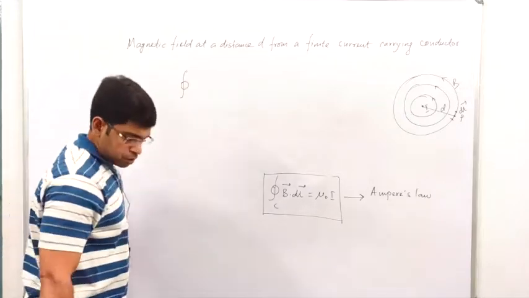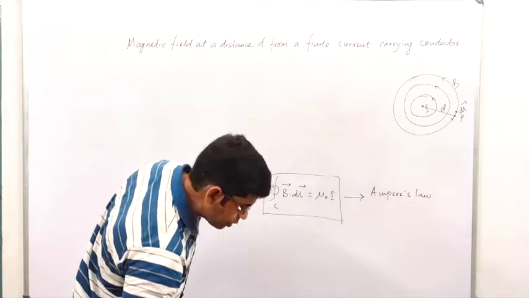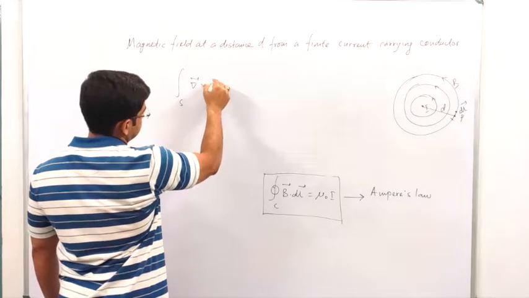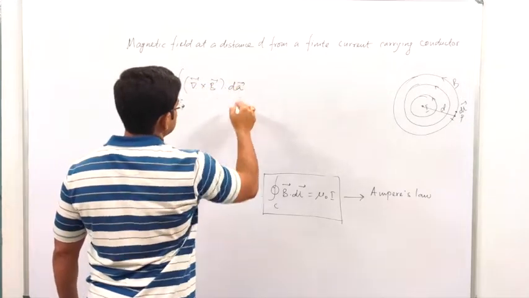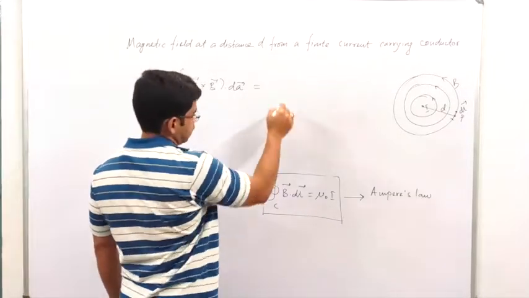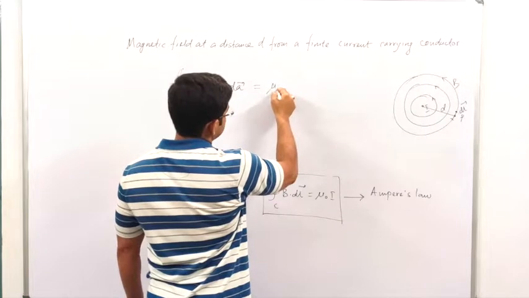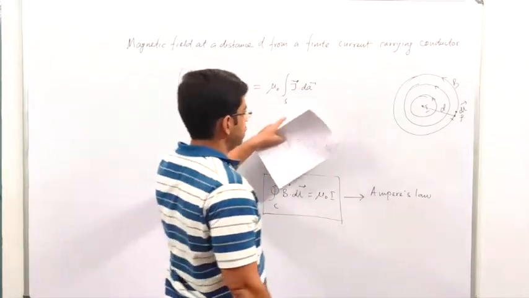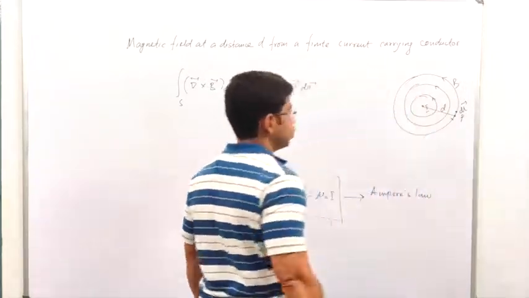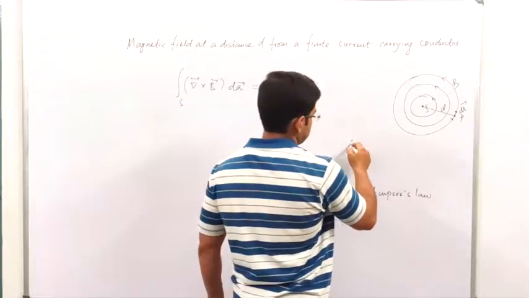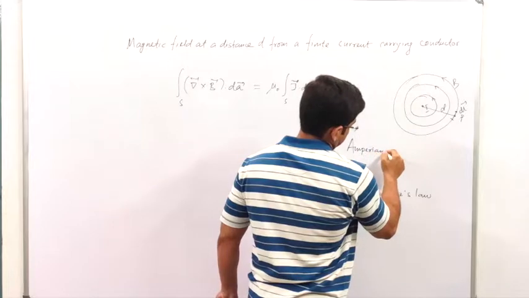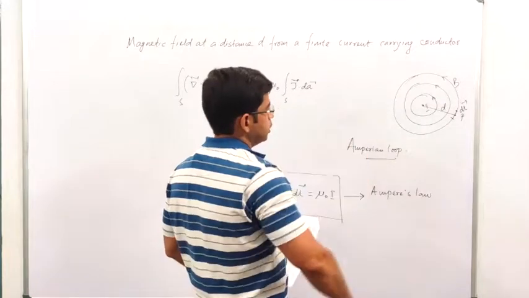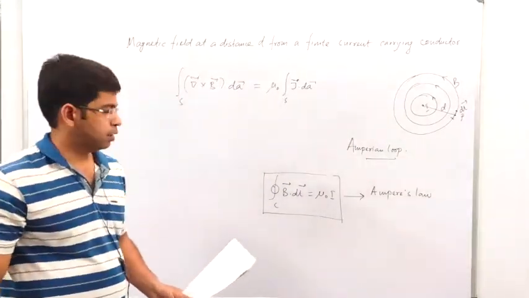Now this closed line integral on the left hand side may be written as the surface integral of curl B dot dA using Stokes law, and on the right hand side the current may be written as the surface integral of J dot dA, where the surface S is nothing but the surface defined by the closed loop. This loop is also called the Amperian loop.